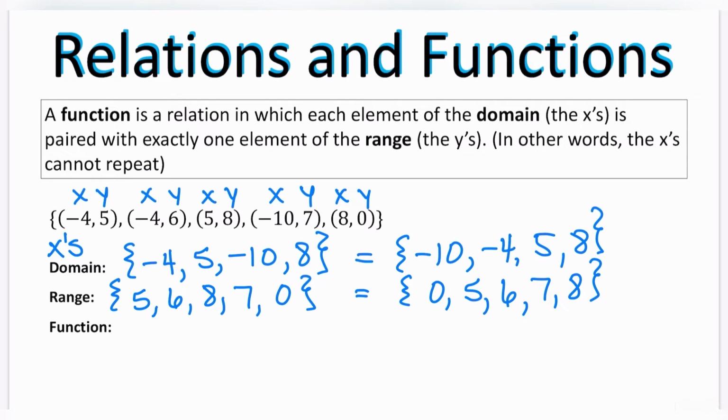Now I have to determine whether or not this relation is a function. In order for a relation to be a function, what's really important is to pay attention to the x values. In a function, the x's cannot repeat. So already here I have -4 and -4. The x's do in fact repeat, therefore this is not a function.